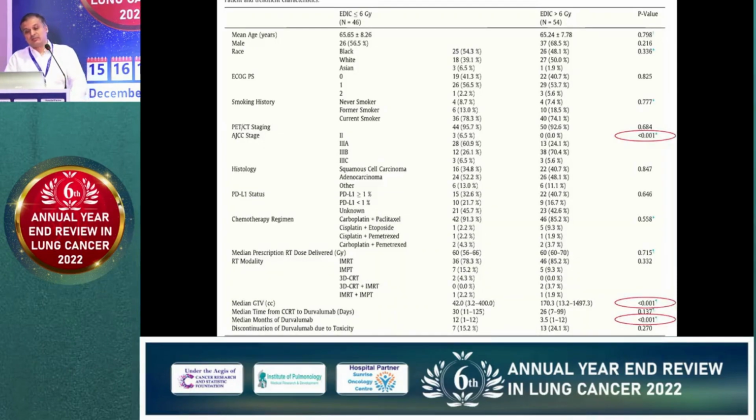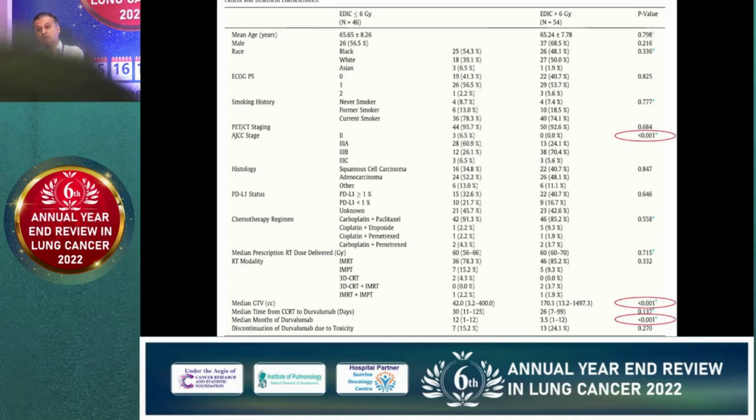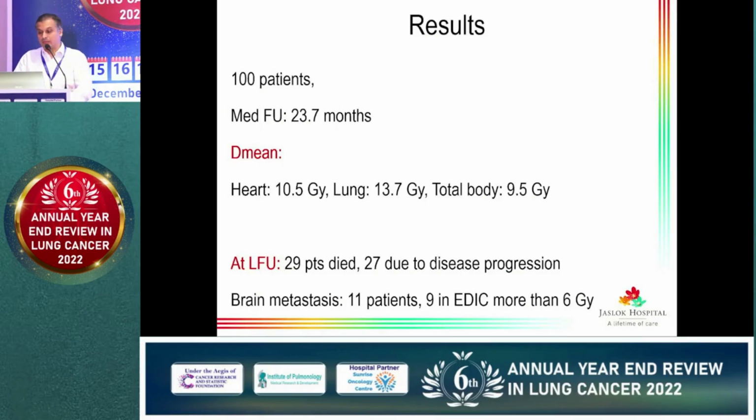So these are the baseline parameters. All parameters were matched except for a few, like stage. The EDIC more than 6 gray group had a higher proportion of stage 3 disease as compared to the EDIC less than 6 gray group. Also, the mean GTV volume was significantly higher in the EDIC more than 6 gray group. And the median number of durvalumab cycles was higher in the EDIC less than 6 gray group. They showed that this is because more patients in the EDIC more than 6 gray group had a progression on durvalumab, so they had to discontinue the durvalumab.